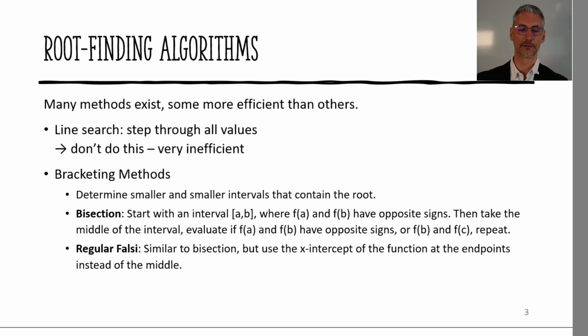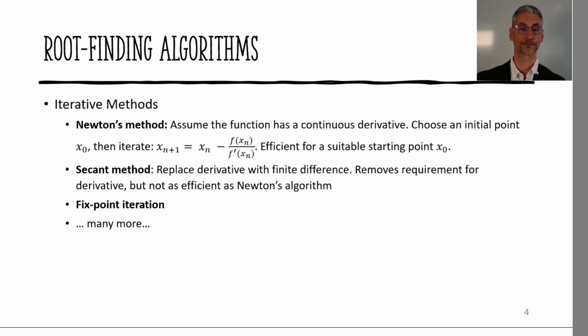An extension is the regula falsi. It's similar to bisection, but we use the x-intercept of the function at the endpoints instead of the middle, so it's a bit more flexible. We don't have a fixed middle point, but we vary this based on the function behavior. This makes it a bit more efficient.